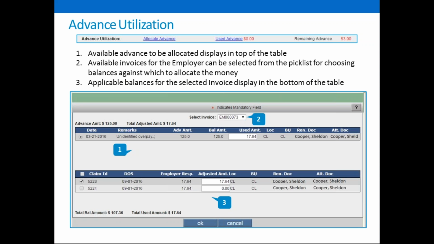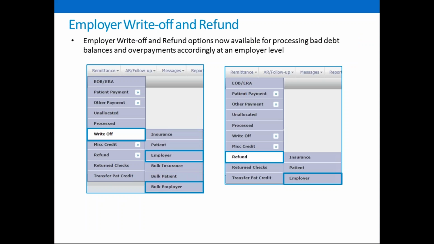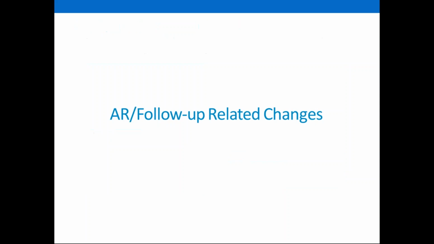And this screen, as far as allocating the advance, is just like your patient advance that we covered in the first session. It's been designed so that the credit is on the top and then all available claims are at the bottom to move the money against. Also part of this enhancement for employer workflow is the ability to do write-offs and refunds. So if you don't want to apply the money through that allocation tracking on another claim, you also can go ahead now and create an employer refund or do a write-off. Those features were not previously there for the employer workflow.